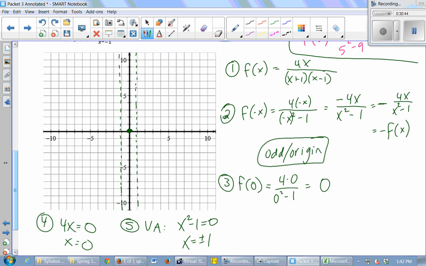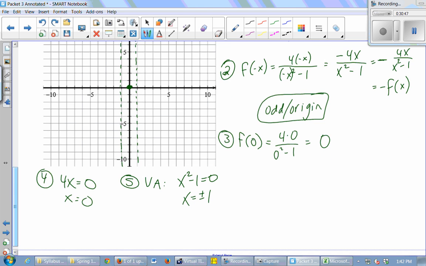And then I got to check the horizontal asymptote, step 6. So I have to compare the degree of my numerator to the degree of my denominator. So this is 4x over x squared minus 1, right? Which one is smaller? The numerator, right? So when the numerator is smaller, what's my asymptote? 0. Yeah.